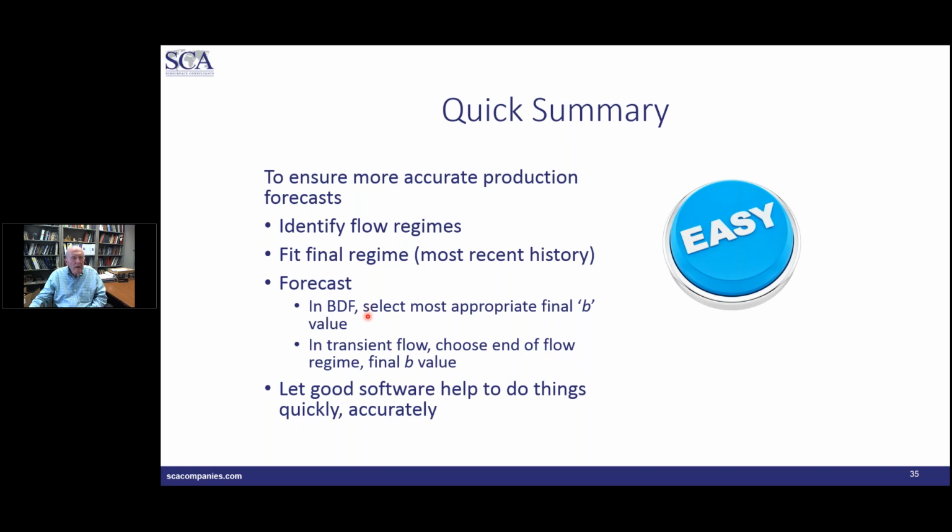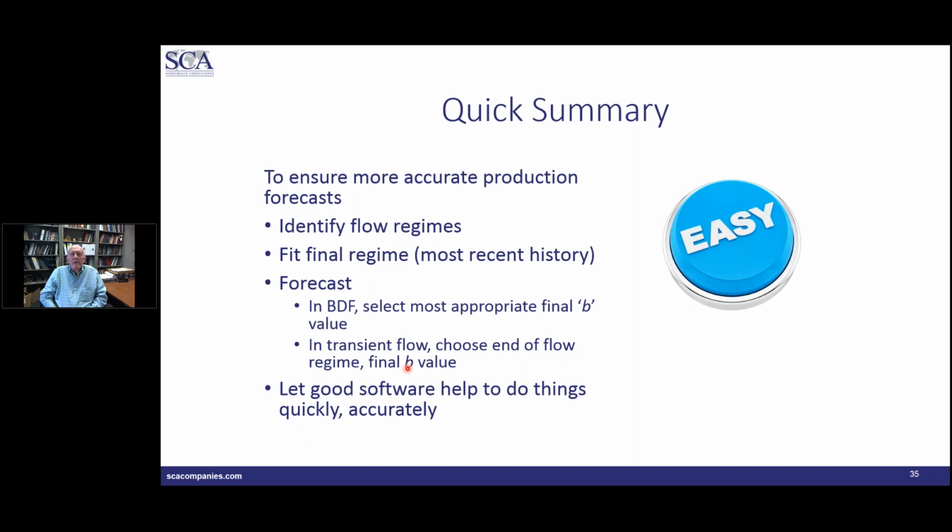If you're in boundary-dominated flow in the historical data, then just select the most appropriate B value that fits that flow. If you have not reached boundary-dominated flow, if the diagnostic plot shows you're still in transient flow, then identify the end of that flow regime and select what you believe to be an appropriate final B value. You know, I've already said, based on Fetkovich's recommendations, for a gas well, a B in the 0.4 to 0.5 range is likely to be appropriate. For a solution gas drive oil reservoir, a B in the range of 0.3 is likely to be a value.